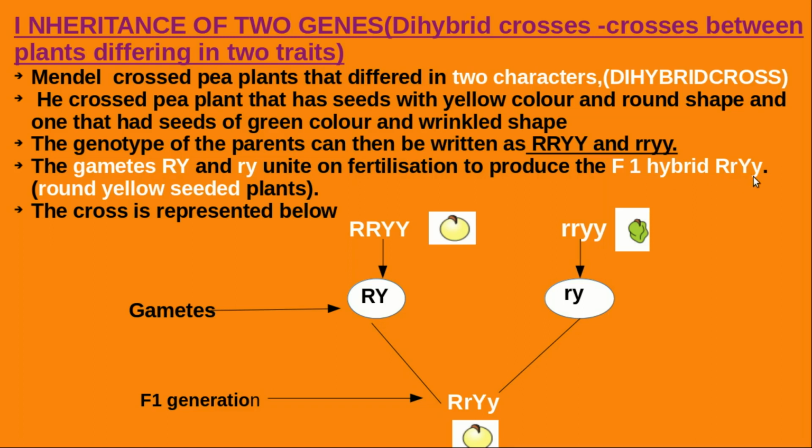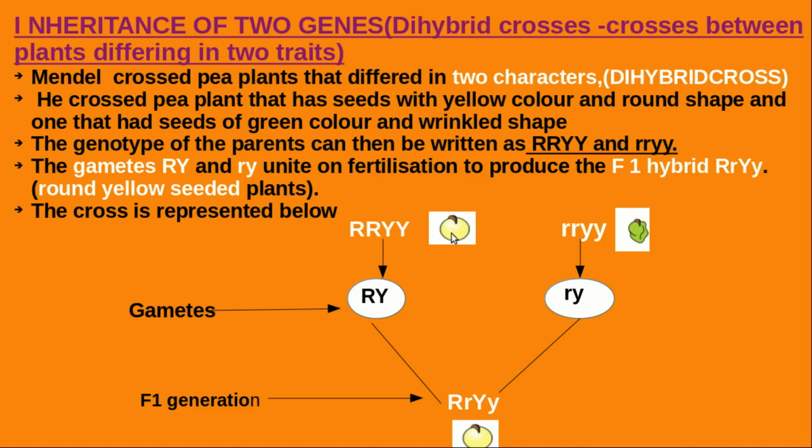But phenotypically, all the seeds are round and yellow. All the plants contain seeds that are round and yellow phenotypically, but the genotype is capital R, small r, capital Y, small y. The cross is represented here.